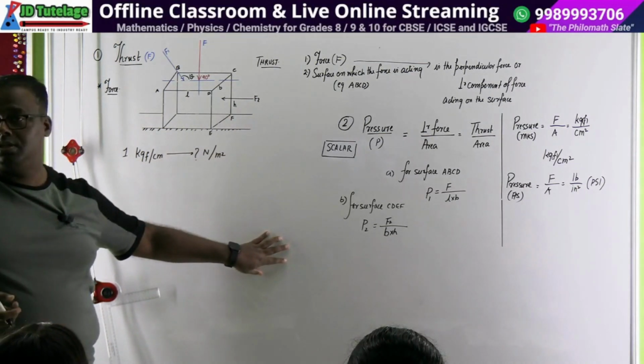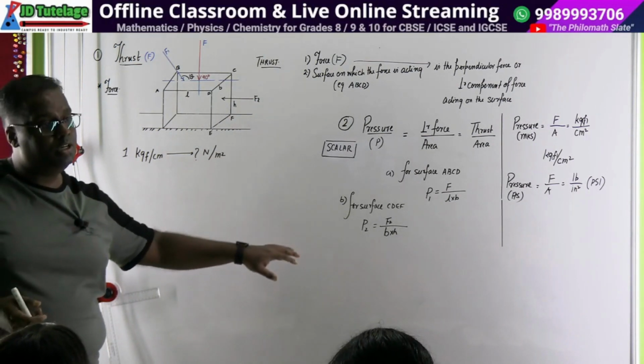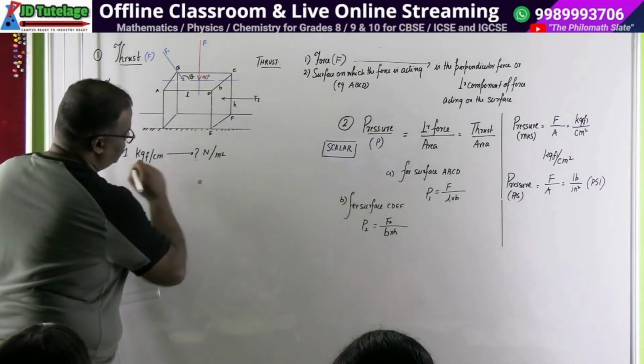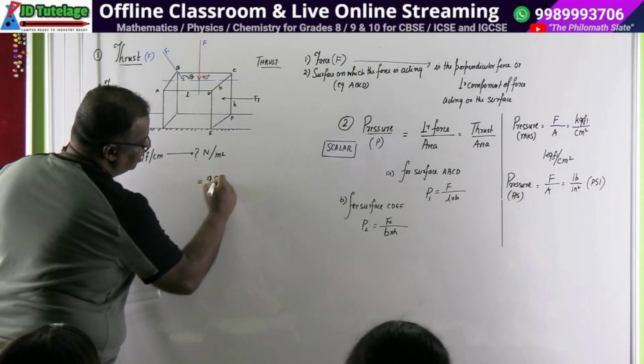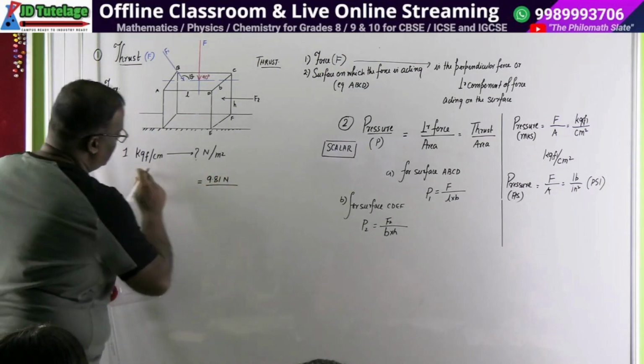But in SI, it's not like that. 1 kg will be 9.8 Newton. समझ में आया पहले? So here, for this 1 kg force, we will put 9.81 Newton. Have you understood?